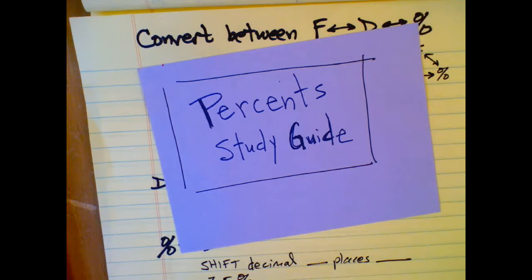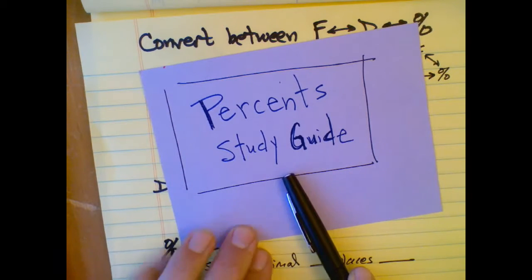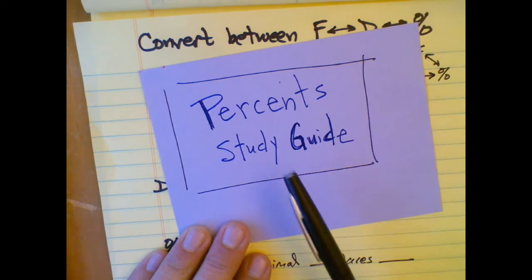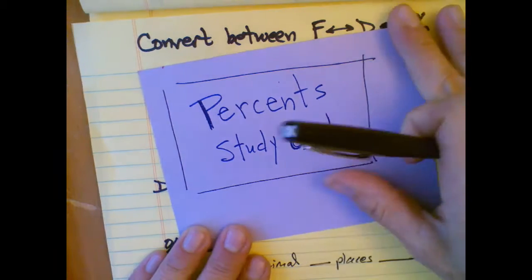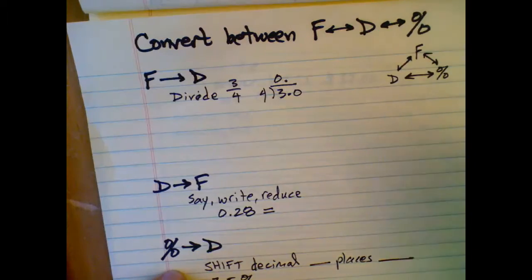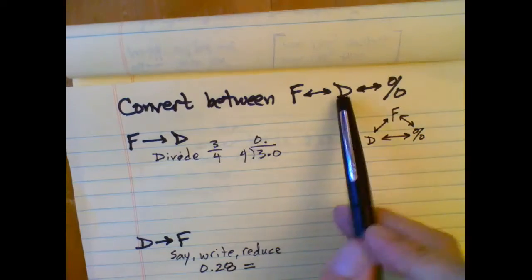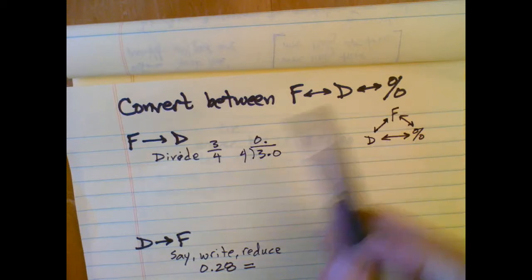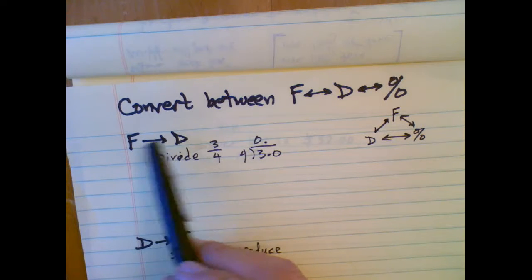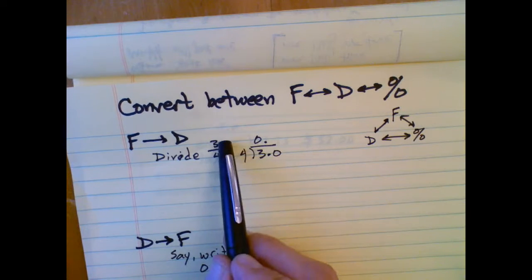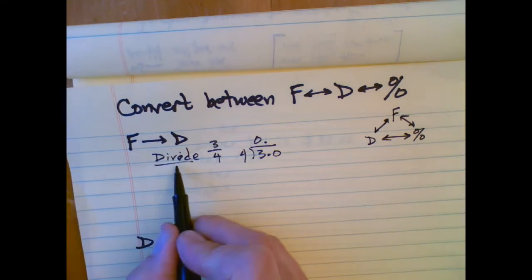Okay, this little video here is a little study guide, a reminder of ideas that you will be called upon to answer for the test. First thing we need to do is go over how to do certain conversions between fractions, decimals, and percents. If I want to go between fractions and decimals, say I'm given 3/4, this is how I do it.